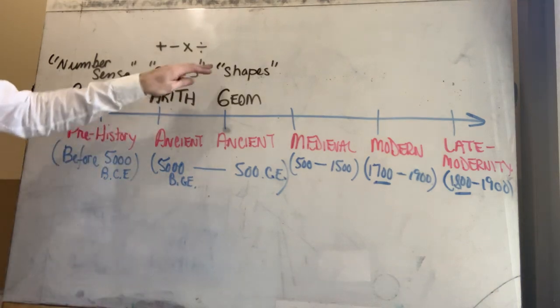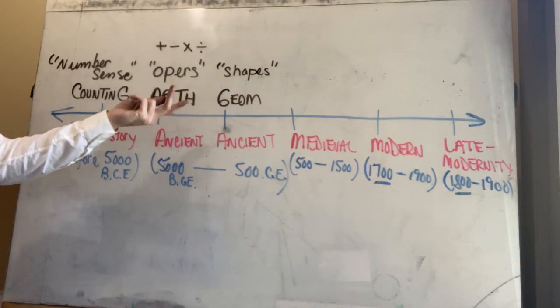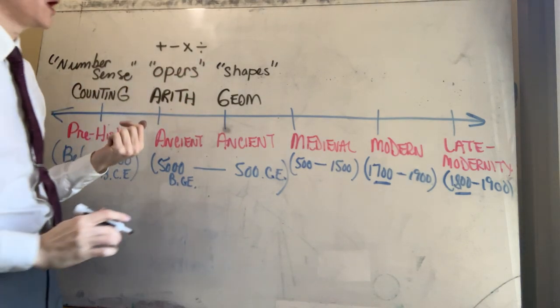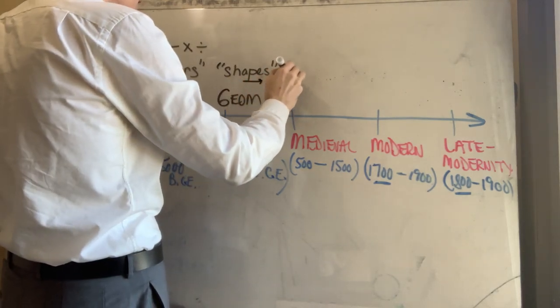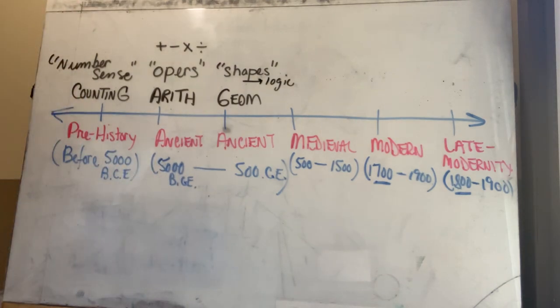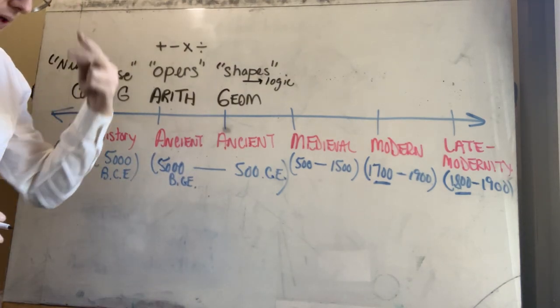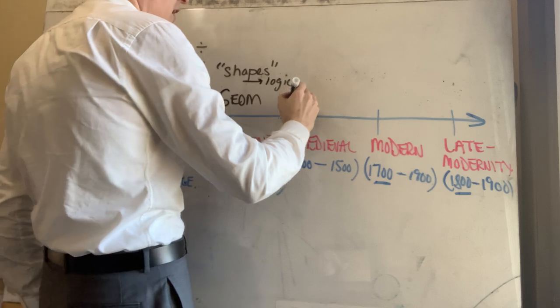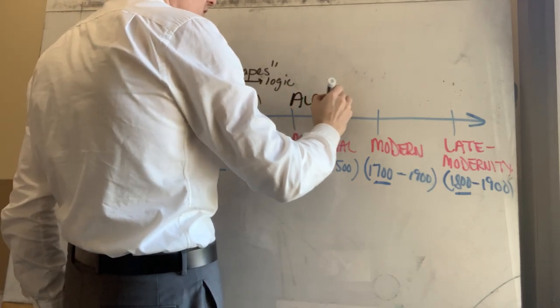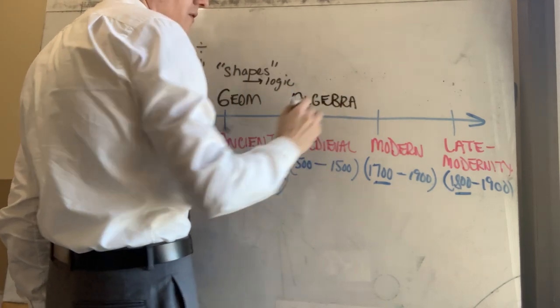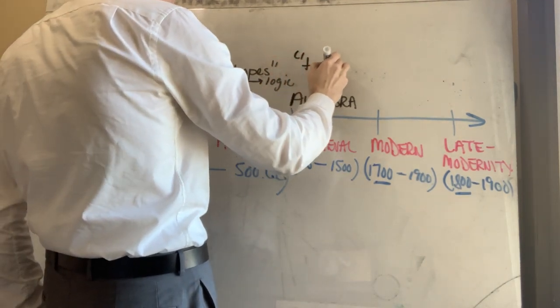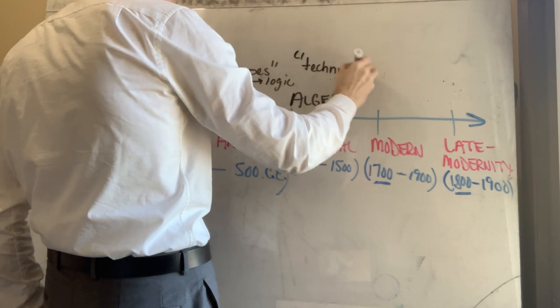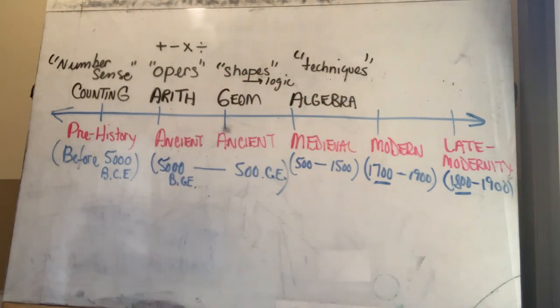Egyptian geometry was for practical application, building projects. Then the Greeks took it a little bit further and applied it to logic. In the Middle Ages, algebra is the cutting edge of mathematics. What is algebra? Algebra is techniques, basically. Balancing. Solving for an unknown. It's a more cerebral kind of math.